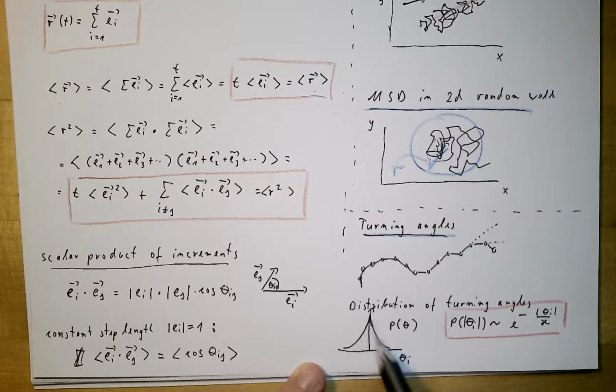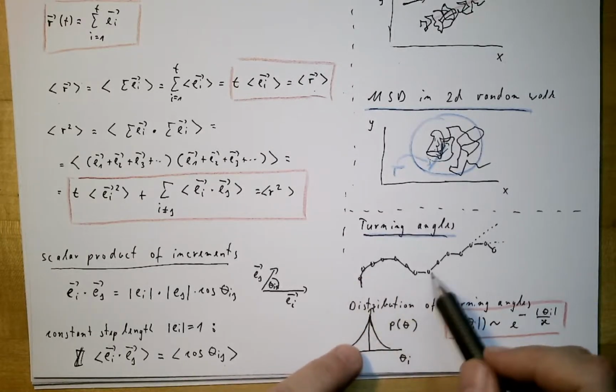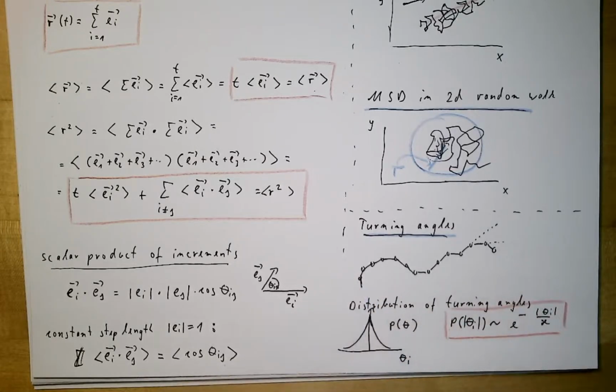So that depends on where the individual steps come from. And then this distribution of turning angles is not a constant for the organism, but depends on the chosen step length. If we would take the same trajectory but sample it at larger step lengths, then we would get a very different distribution of turning angles. That's something one has to keep in mind.